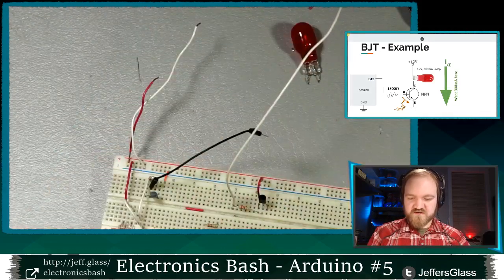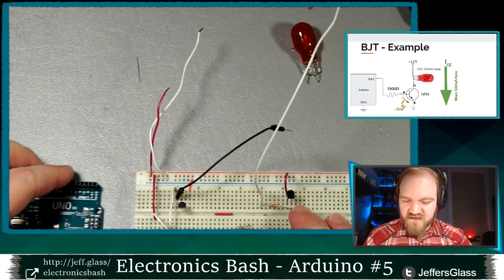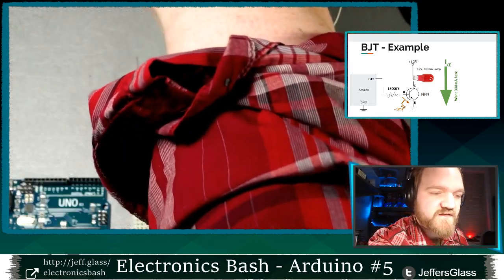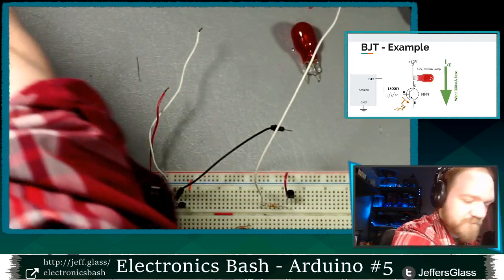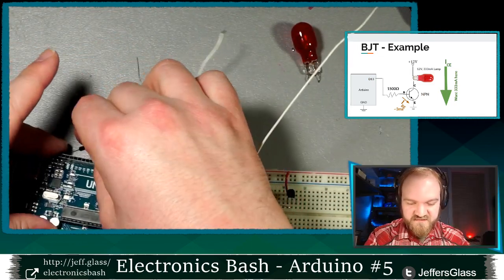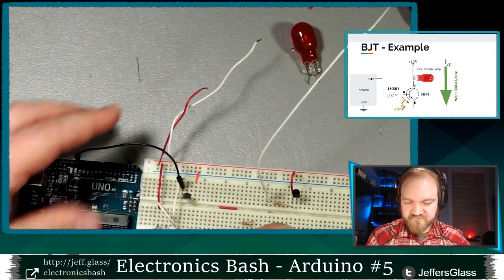So grab my Arduino here, and first things first, I am going to wire digital pin 13. Where's my bit of wire? Here we go. So this is going to be connected to the base of my transistor here. I'm going to put that into digital pin 13.